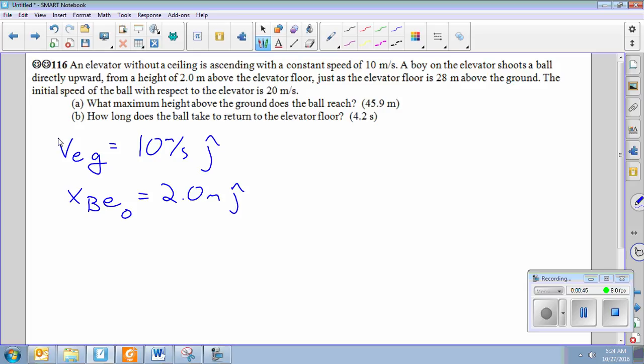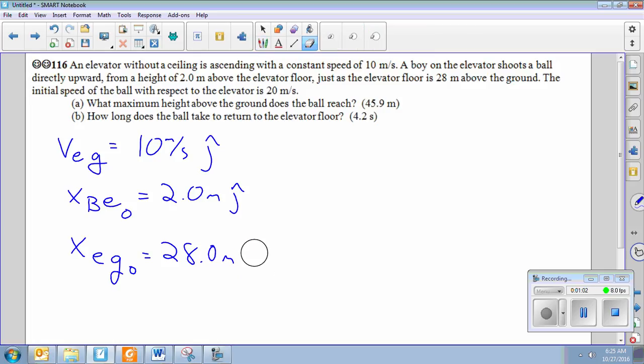Just as the elevator is 28 meters above the ground. So the vertical position of the elevator with respect to the ground at time 0 is 28.0 meters in a positive j direction. I guess I don't really need to keep track of all these j's, right? Everything's going to be vertical, so let's not even worry about all these j's.